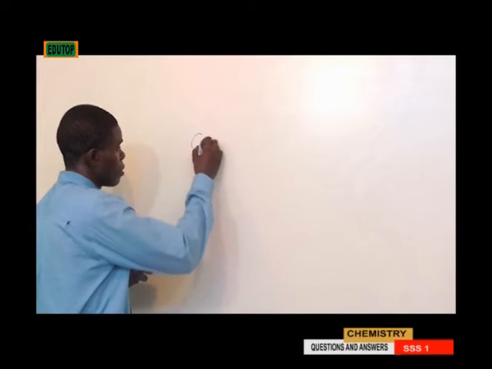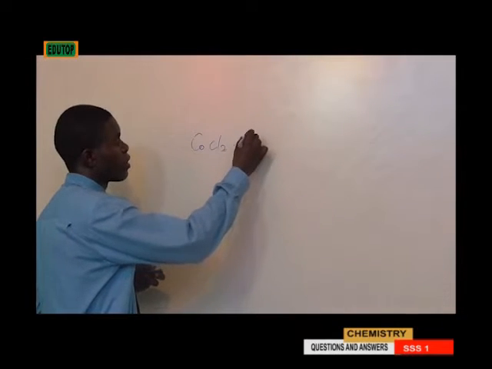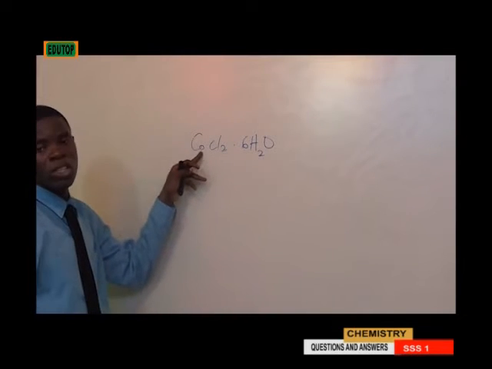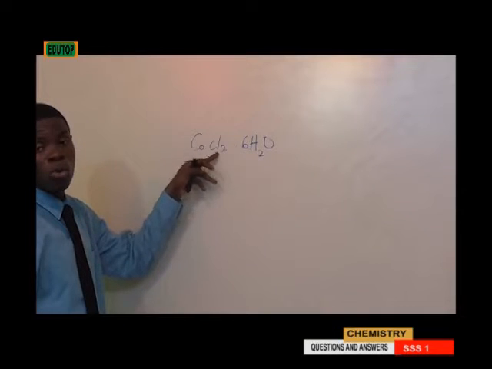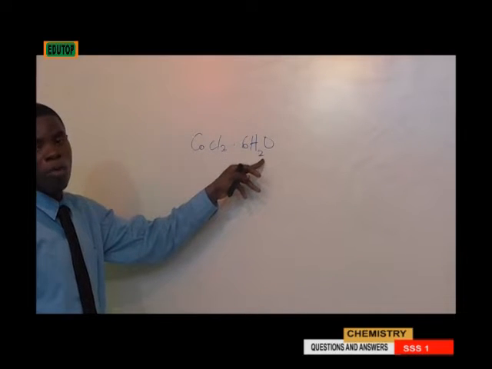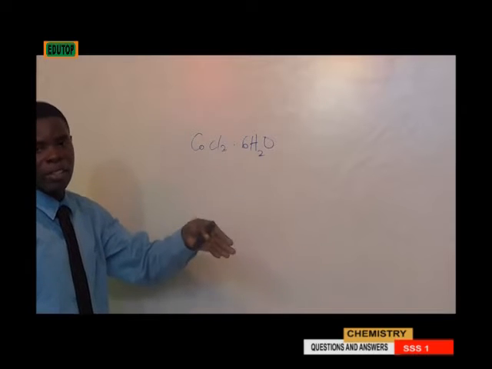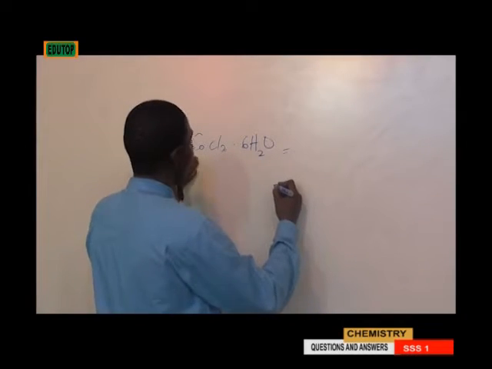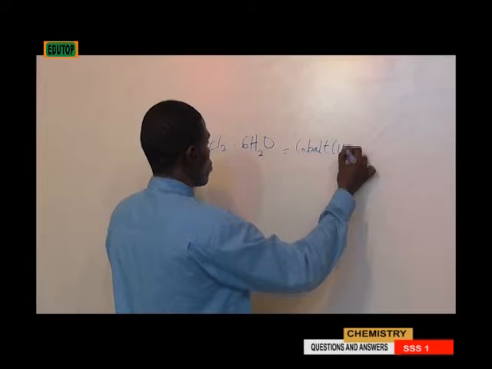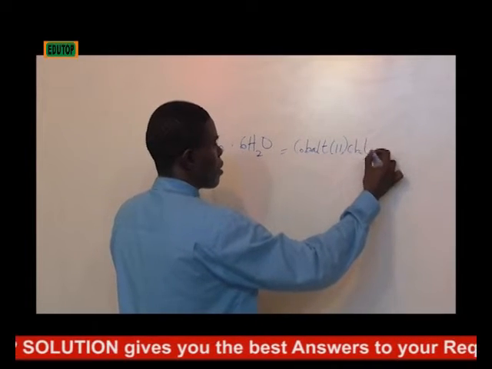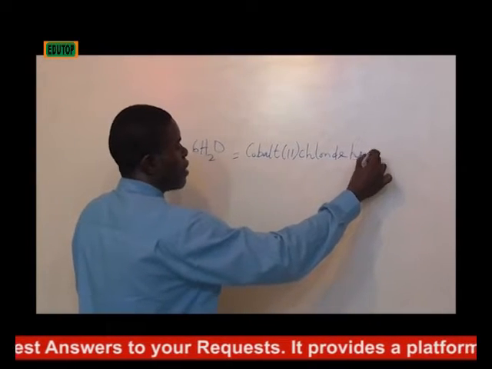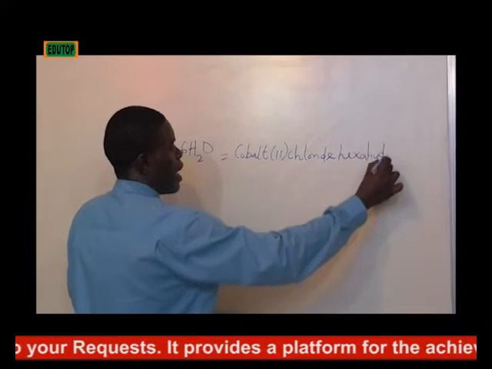Cobalt chloride hydrate, CoCl2.6H2O. Here, cobalt is having a +2 charge. Since you have 6 moles of water here and water is a hydrate, automatically the name of this compound will be cobalt(II) chloride. Because of the 6 water, it is hexahydrate.